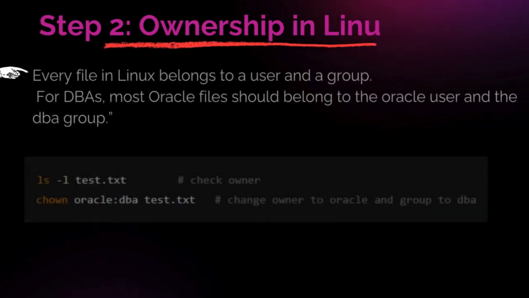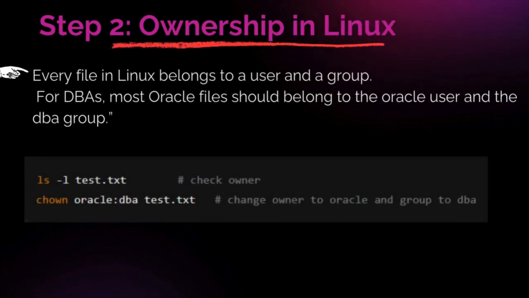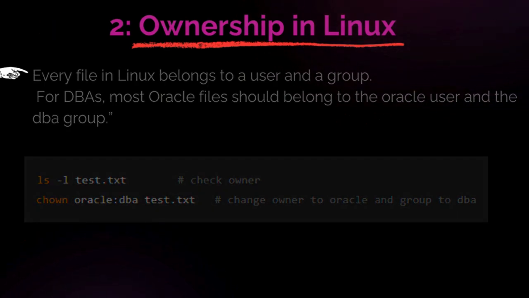Step 2. Ownership in Linux. Every file in Linux belongs to a user and a group. For DBAs, most Oracle files should belong to the oracle user and the dba group. Commands: ls -l test.txt to check the owner; chown oracle:dba test.txt to change the owner to oracle and the group to dba.